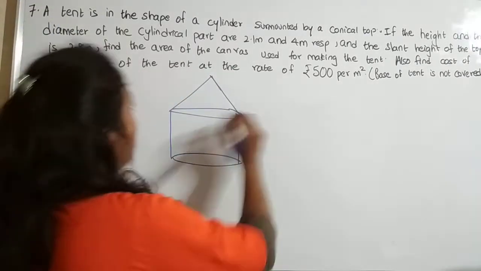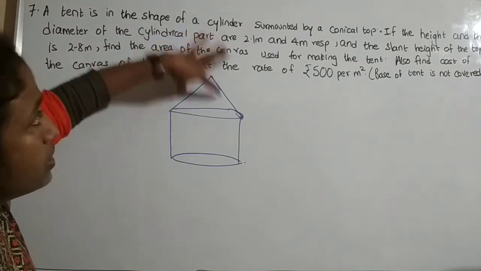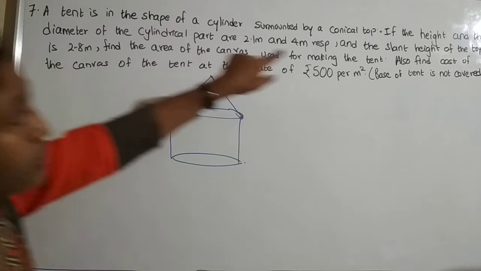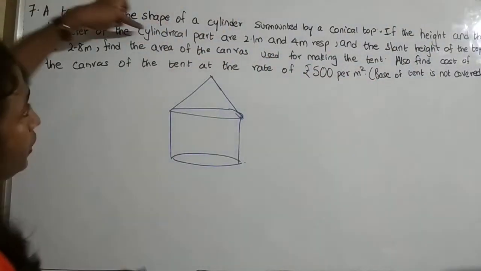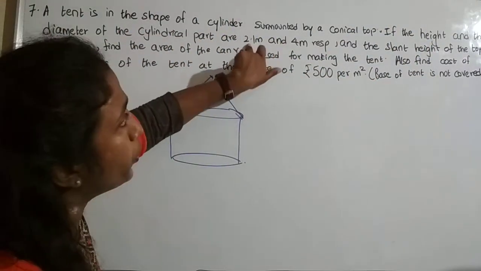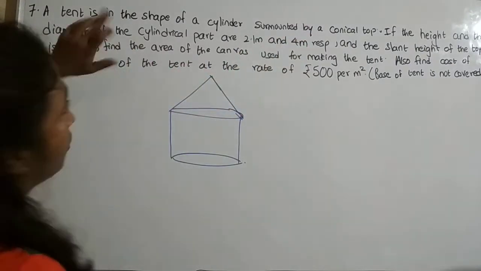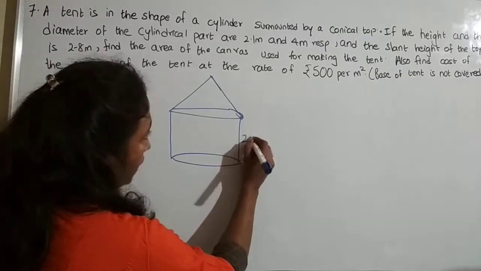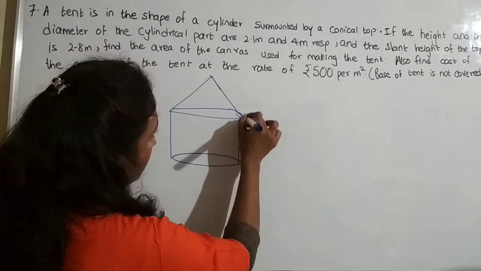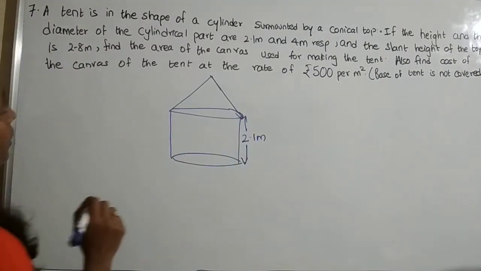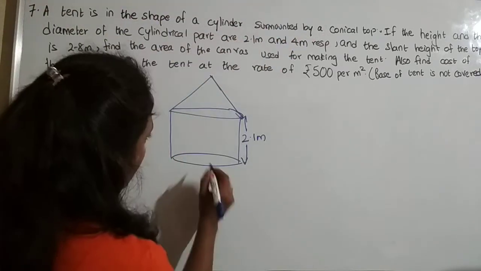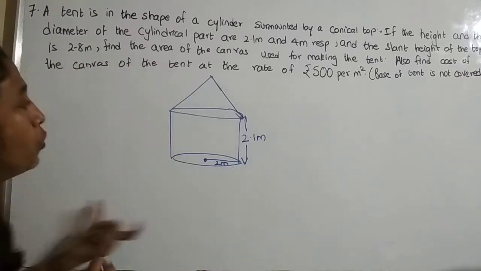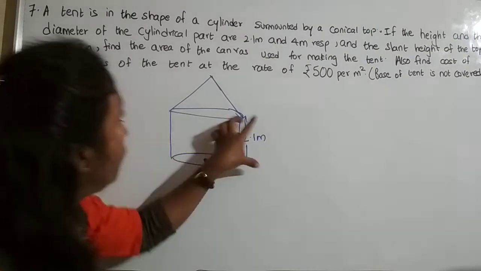So a tent is in the shape of a cylinder which is surmounted by a conical top. The height and the diameter of the cylindrical part are 2.1 and 4. So 2.1 is the height, 4 is the diameter. So the first one represents the height of the cylinder, so the height of the cylinder is 2.1 meter. If you represent it diagrammatically you will understand. Diameter is 4. So what is the radius? Usually we want radius. So diameter is 4, so radius is 2. So we know R, we know H.